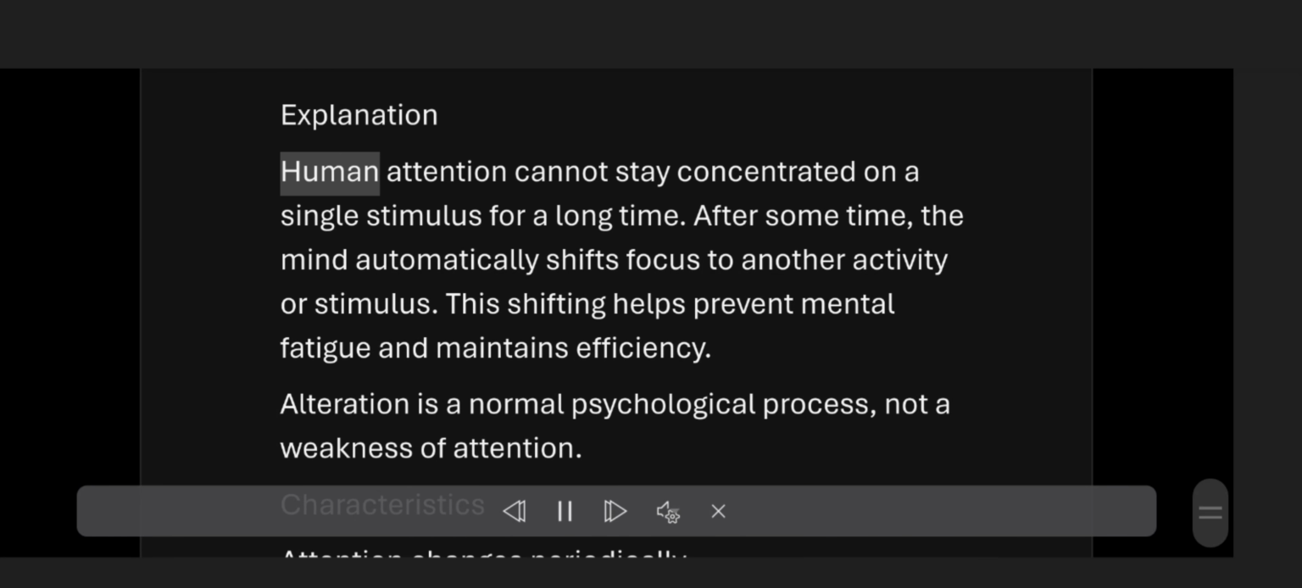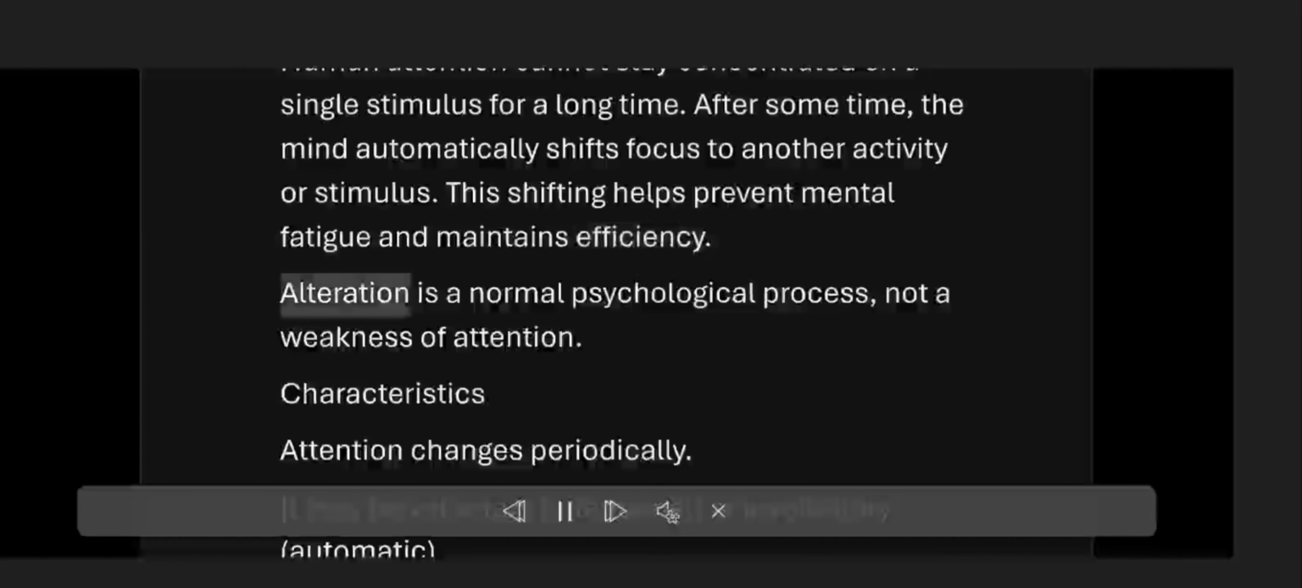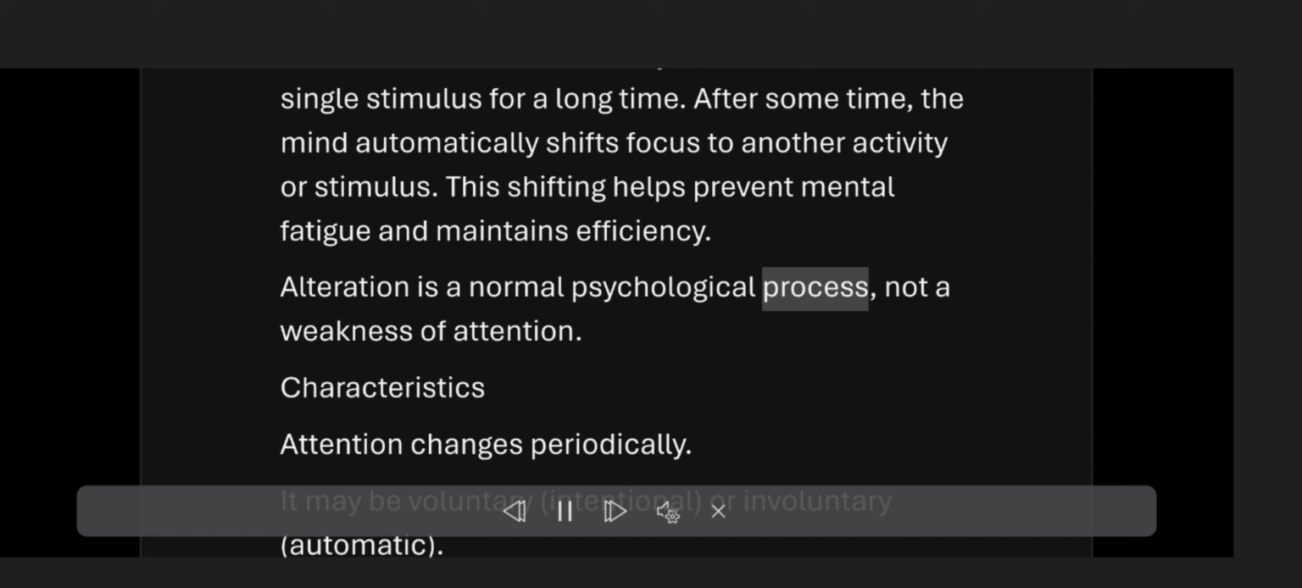Explanation. Human attention cannot stay concentrated on a single stimulus for a long time. After some time, the mind automatically shifts focus to another activity or stimulus. This shifting helps prevent mental fatigue and maintains efficiency. Alteration is a normal psychological process, not a weakness of attention.